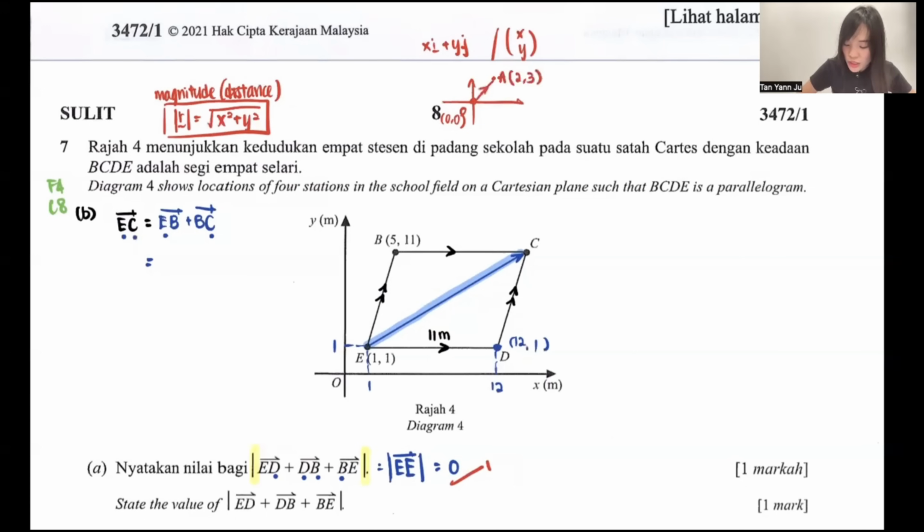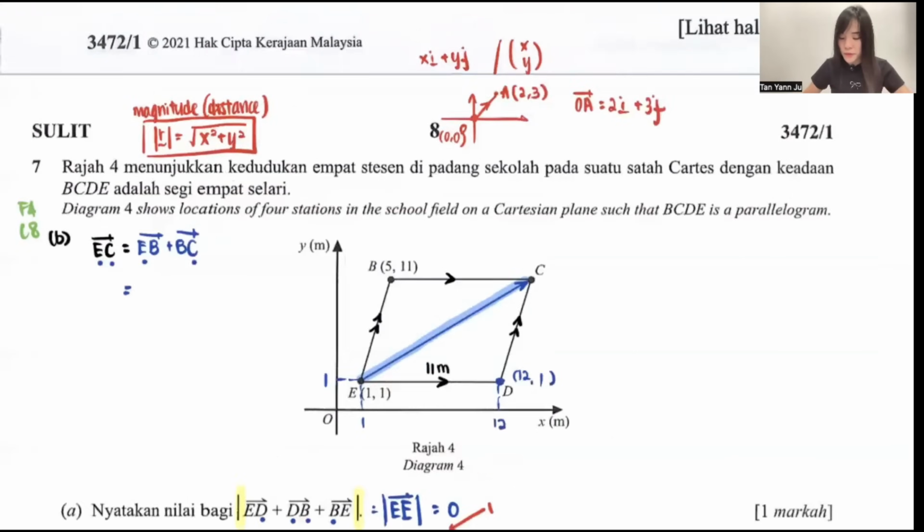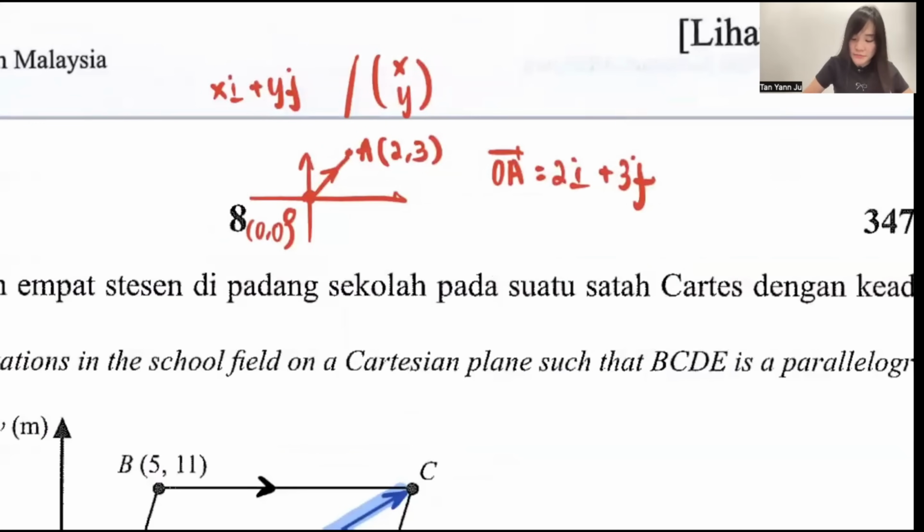If I want the vector O to A, it will be 2i plus 3j. Why? Because from O, I walk to A. I need to walk right 2 steps to reach the number 2, then walk up 3 steps to reach a height of 3. That's why it's 3j. Walking right is positive, walking left is negative. Walking up is positive, walking down is negative.